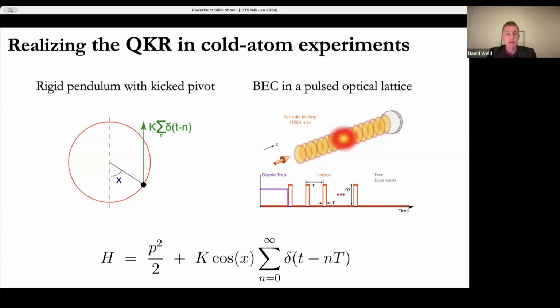The only slight difference here is that the x variable, the position variable, is now non-compact. It's real position instead of a phase. That doesn't turn out to be important for any of the stuff I'll tell you today, but it does give rise to some interesting subtleties.